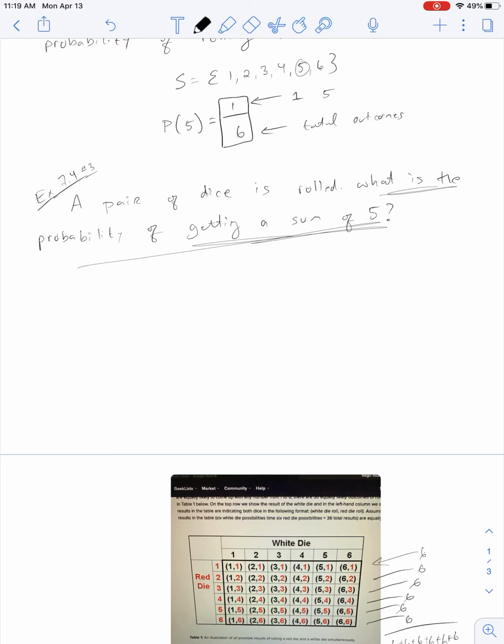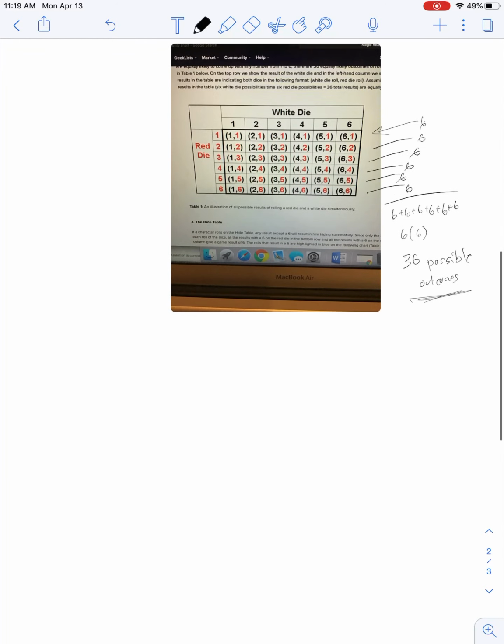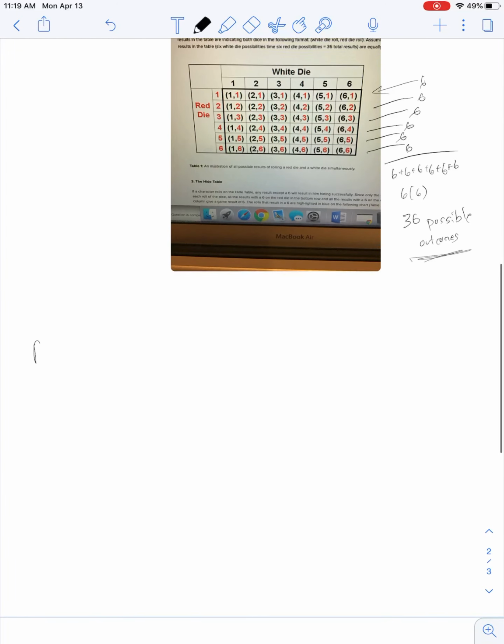Back to the question. What's the probability of getting a sum of 5? Right, so we want the probability of getting a sum of 5. So now we need to look for all of them that equal 5. Right, so which ones equal 5, right? Well, we have a 1 and a 4, right?